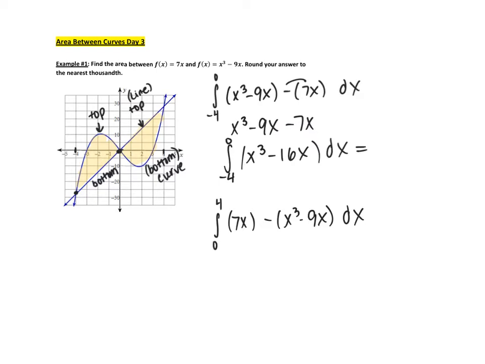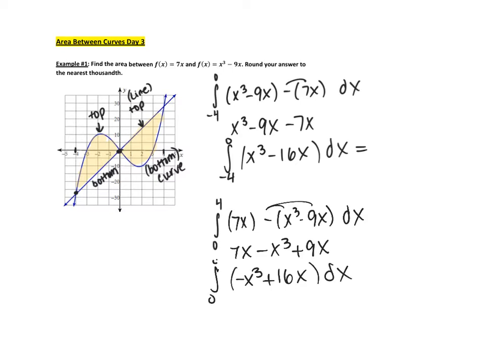dx. And then this one, I'll just distribute this. So we have 7x minus x to the third plus 9x. So this would be the area here from 0 to 4. So take a couple minutes and plug this one into the calculator and this one into the calculator and hit resume when you're ready for the answer.